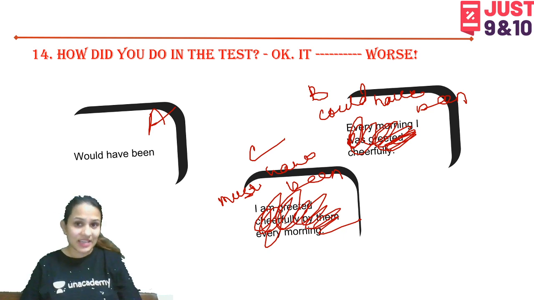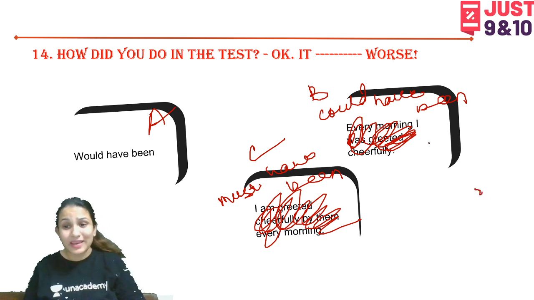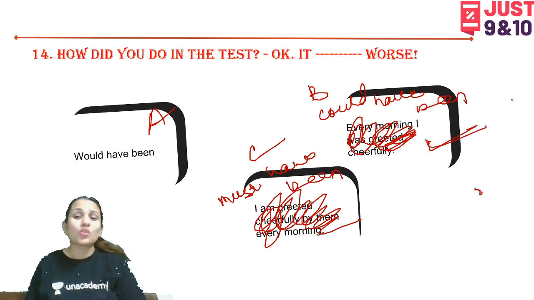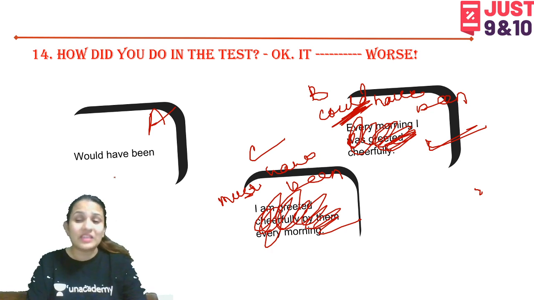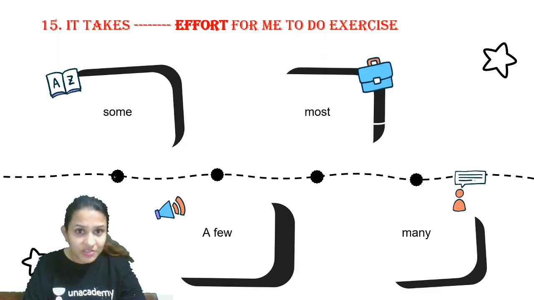तुमने test में कैसा किया? So the other person was like, okay, it could have been worse. मैंने अच्छा तो कर दिया, लेकिन ये गलत हो सकता था. Possibility. Could is for possibility. Will would have been worse means that you are sure, which doesn't make sense. So it was could have been, because there's a possibility of it being worse.